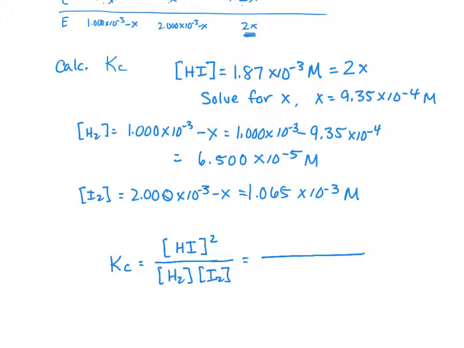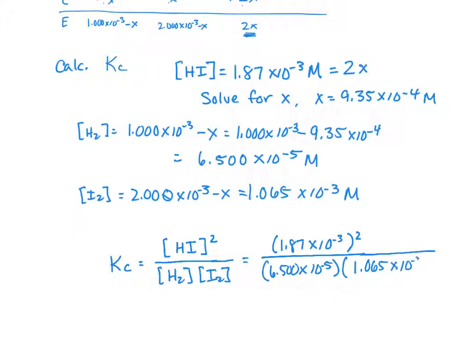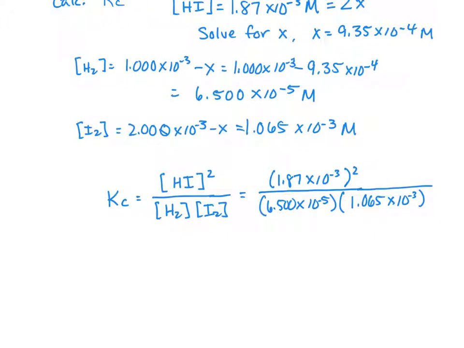So our concentration of HI, 1.87 times 10 to the minus 3. We're going to square that. For H2, we have 6.500 times 10 to the minus 5. And then for I2, we have 1.065 times 10 to the minus 3. All right, when we do our math here, we should end up with a Kc value of 50.6.